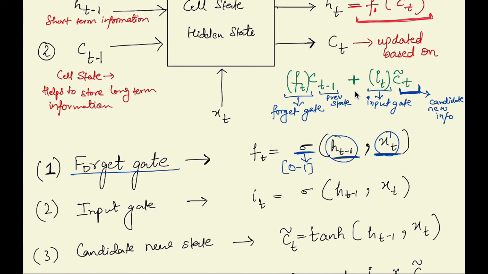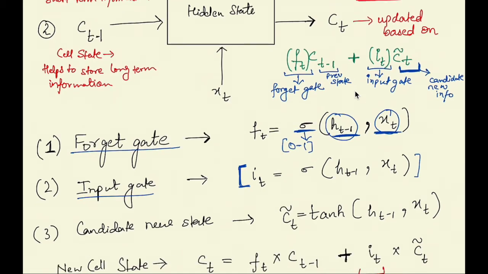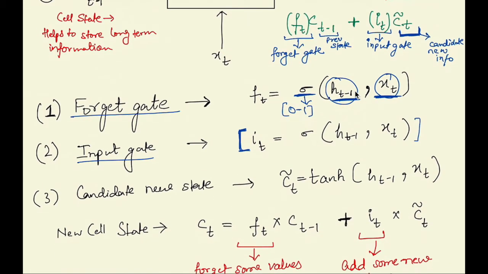Similarly, the input gate is also generated using the same idea, and these neural networks for the forget and input gates are different. Our candidate new state is generated by, instead of using a sigmoid activation, using a tanh activation, and the inputs remain the same, ht-1 and xt.